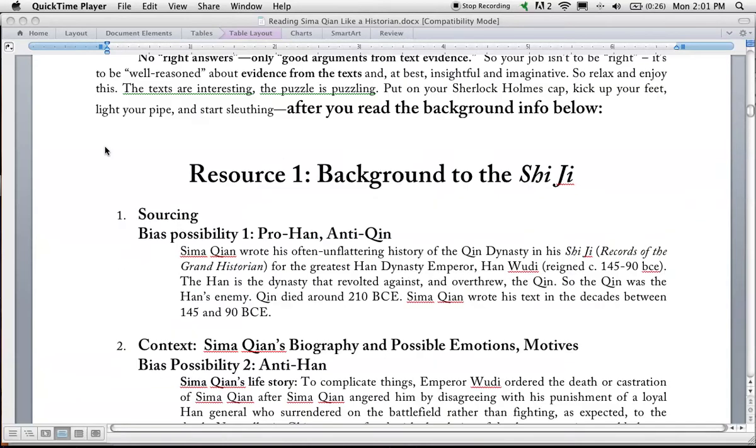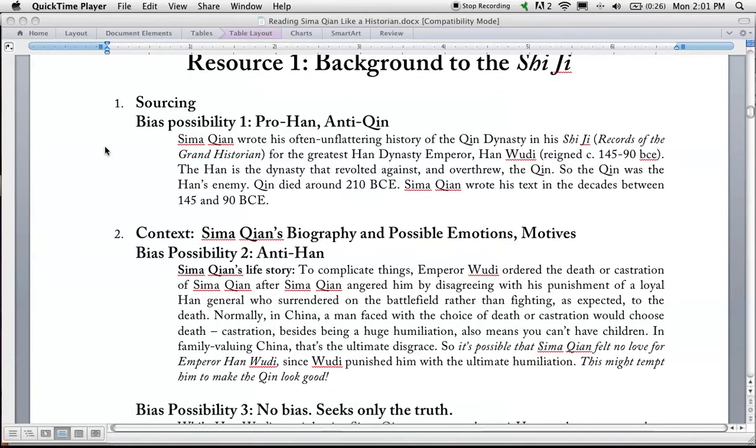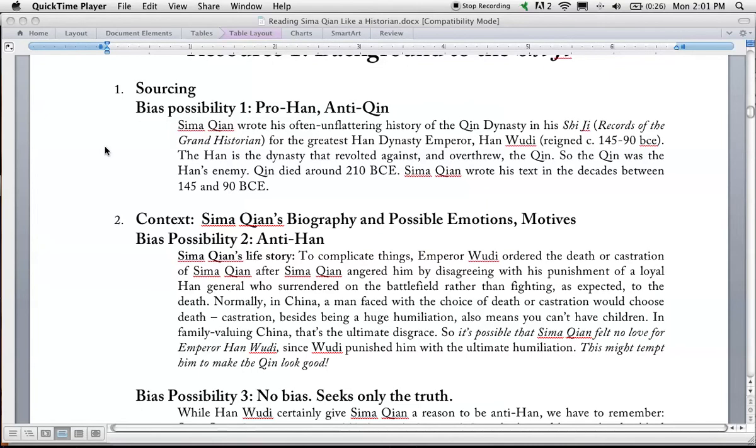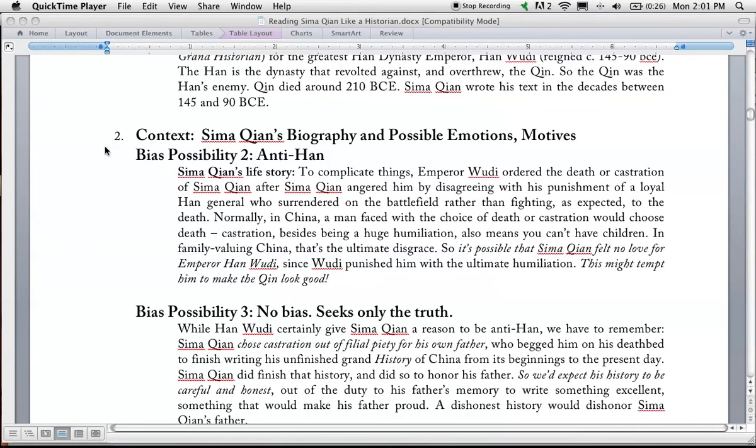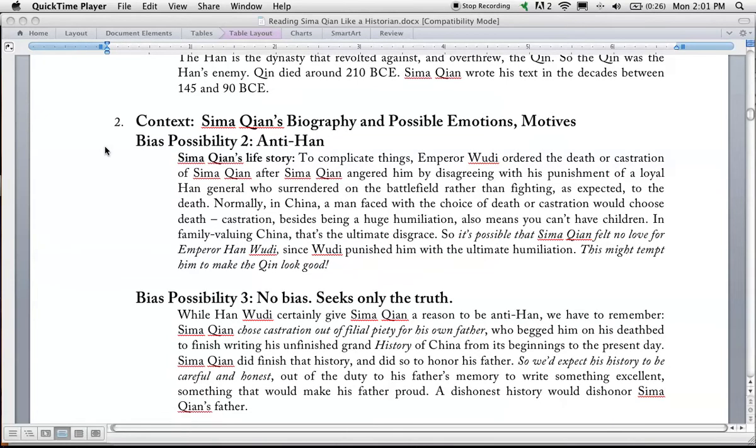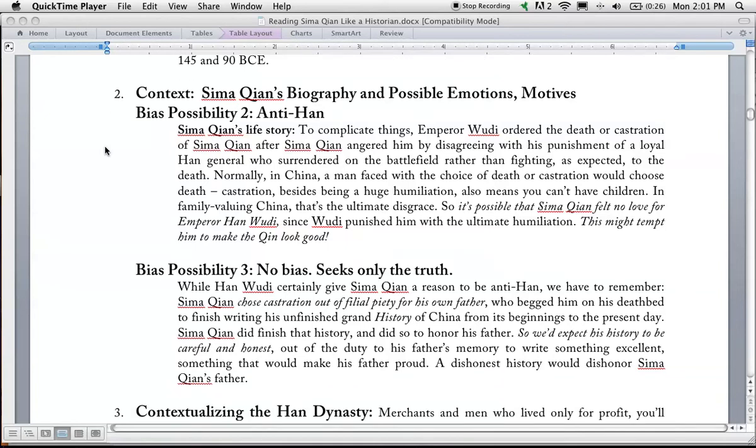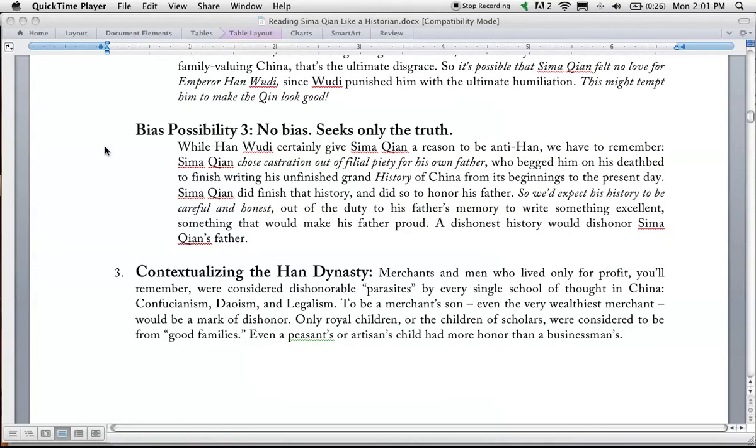So looking at page 4, you see that there is one possibility that he's biased, pro-Han, anti-Chen. But you see a second one, number 2, his personal biography, his context, the context of this man himself. He has great reason to hate the Han emperor who he wrote under, and you'll read why. I will not be a spoiler. And then finally, his biography gives us a third possibility, that he is not biased at all, but only seeks the truth because he had a very emotional reason to possibly try to write the truest thing he could, namely because he swore to his father that he would write a great history.